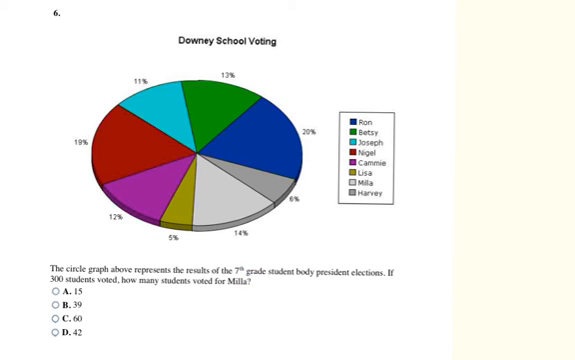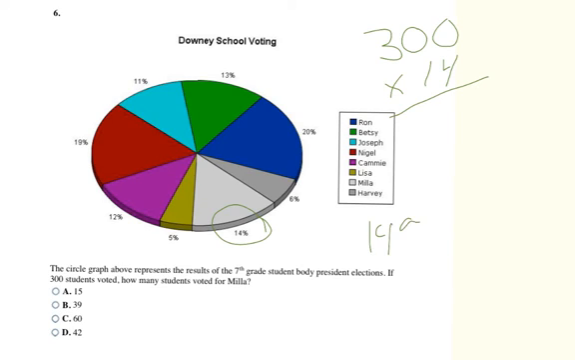So I go over here and I see Mila is this light gray. So that means the light gray portion here represents 14% of the circle. So that means it's going to represent 14% of the students that voted. And so I know a total of 300 voted, so to find 14% of that, I'm going to have to multiply that by 14%. Only I can't multiply by a number when it's in percent form. I have to convert that 14% to decimal form. And so to convert that to decimal form, I'm going to move the decimal 2 places to the left. And that means I'm going to be multiplying by 0.14.